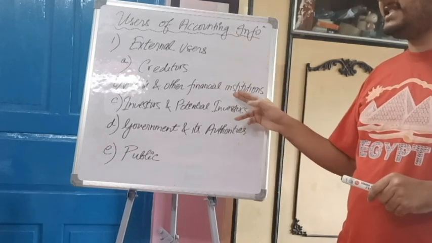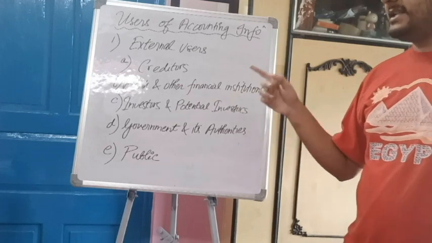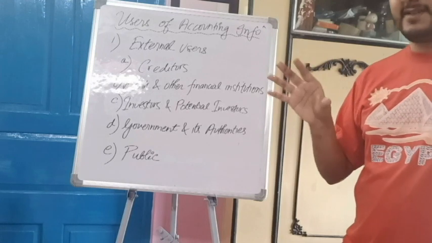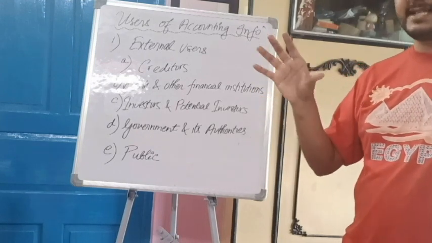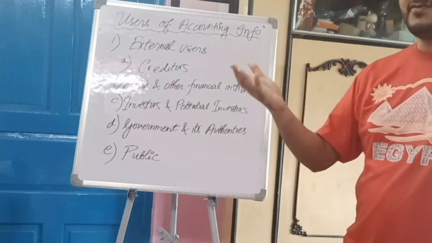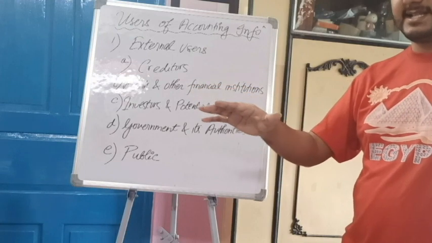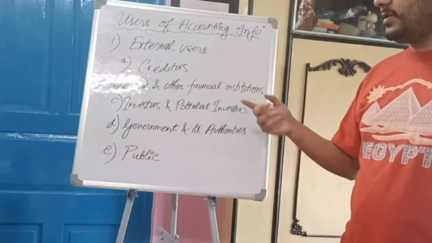Banks and other financial institutions come next. Why? Because they provide loans to the company or to the business, so they must see the viability of the project, how it is being conducted, or what forecasts or assumptions there are about the future outcome of this business, and seeing that only they will give a loan.